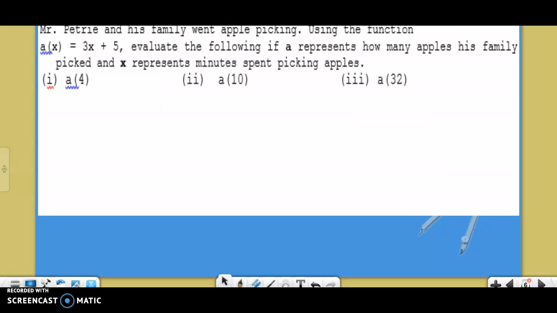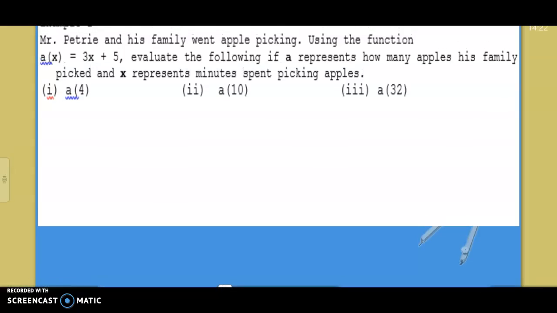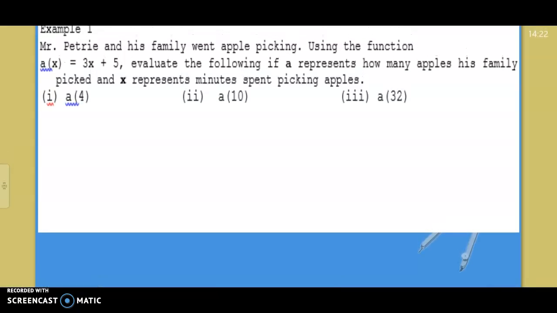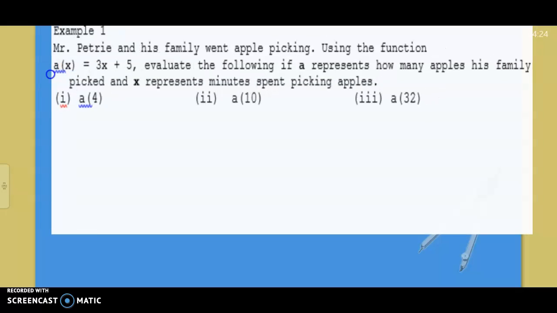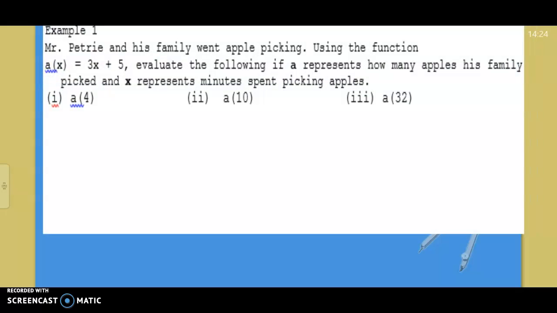So, how many people are excited about going apple picking? Anybody really big into that? So this function actually represents what we're talking about. And what we're talking about are apples and minutes that we spent picking apples. So A represents how many apples, and X represents the number of minutes spent picking the apples.